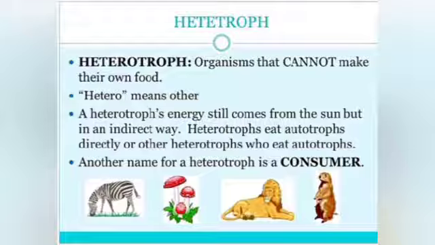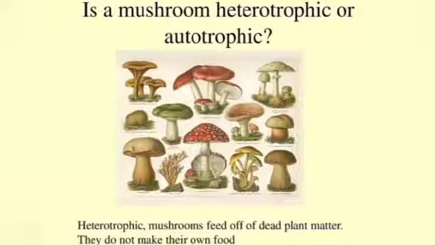So hetero means other. A heterotroph's energy still comes from the sun, but in an indirect way. Heterotrophs eat autotrophs directly, or other heterotrophs that eat autotrophs. Another name for heterotroph is consumer. We are the consumers. There are some plants like mushrooms which are also heterotrophs, because they don't make their own food. They need dead plant matter for their food.